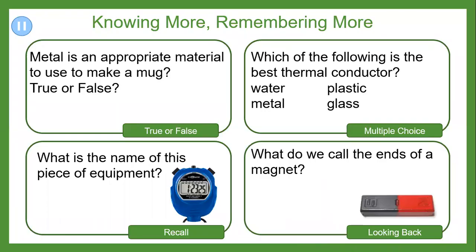So we are going to begin with our knowing more and remembering more. First question, metal is an appropriate material to use to make a mug. Is this true or false?